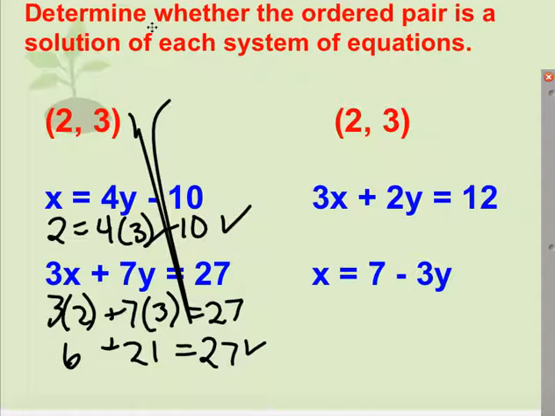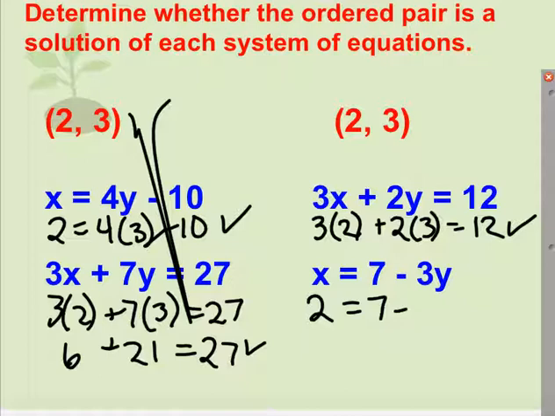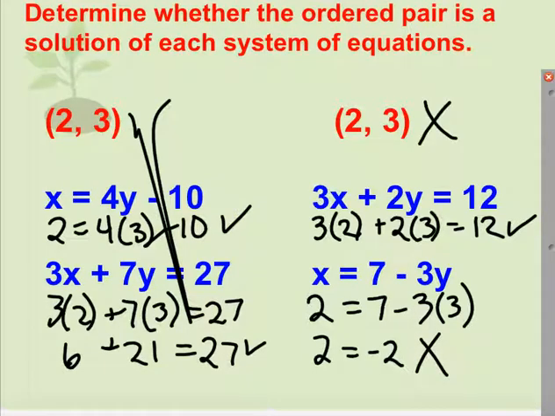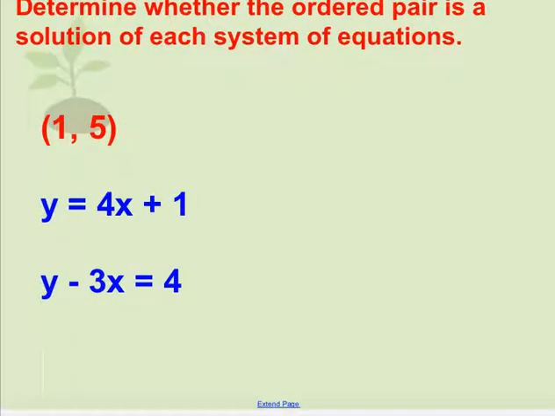Now let's look at this one. Same point, but two different equations. So let's try 3 times 2 plus 2 times 3 is equal to 12. So 6 plus 6, yes, does equal 12. How about 2 is equal to 7 minus 3 times 3? Well, we have 2 equaling negative 2. That's not true. So this is not the solution to the system of equations. So plug in your x and y in both equations to see if it works.